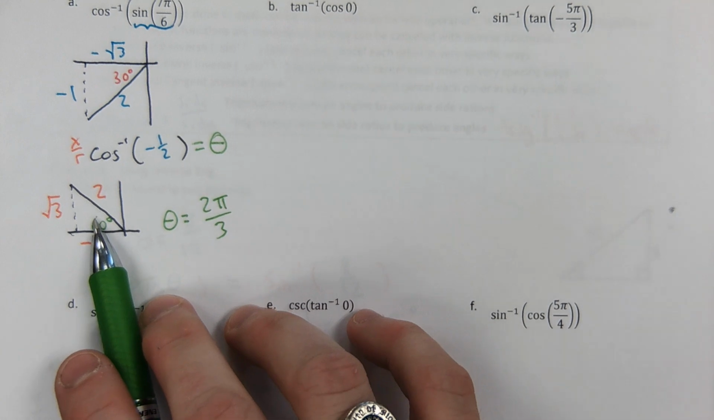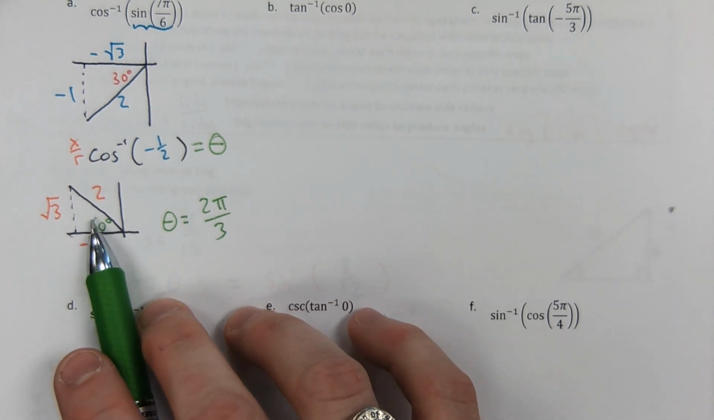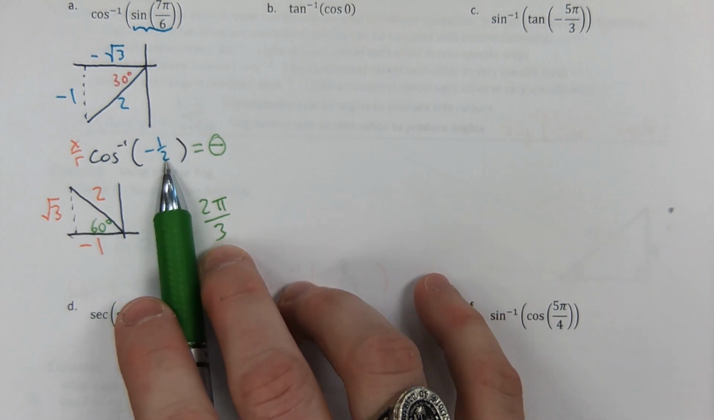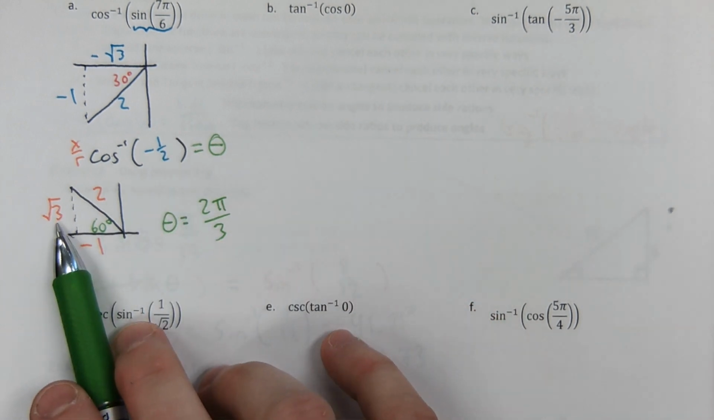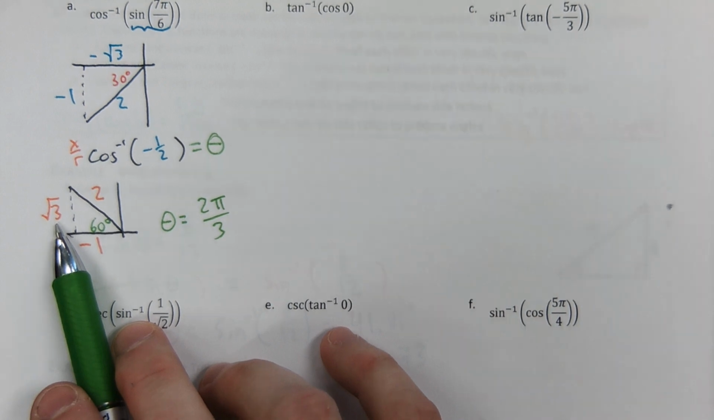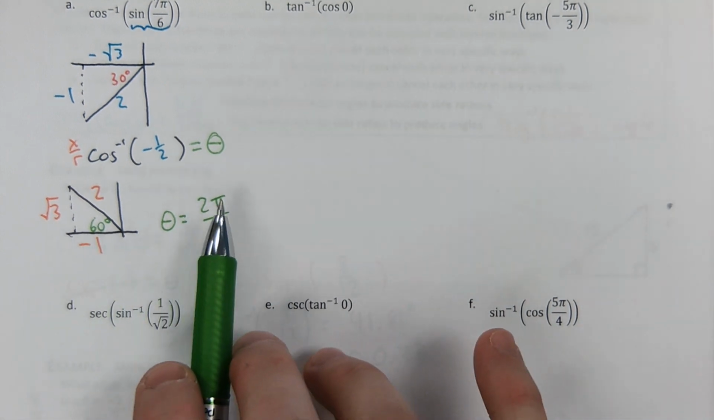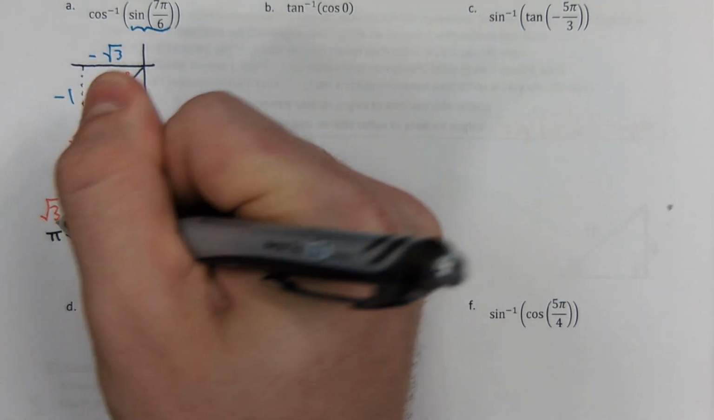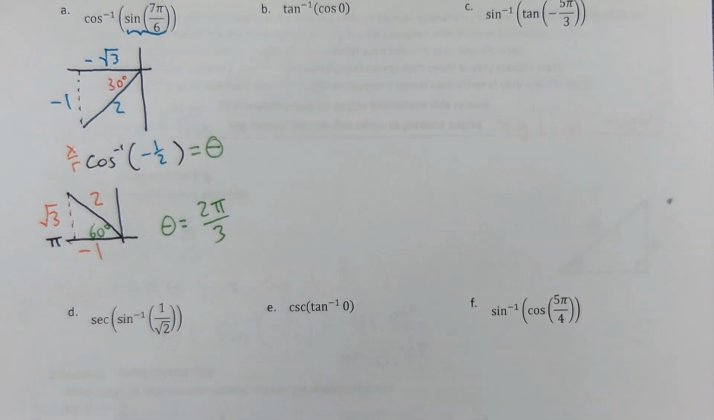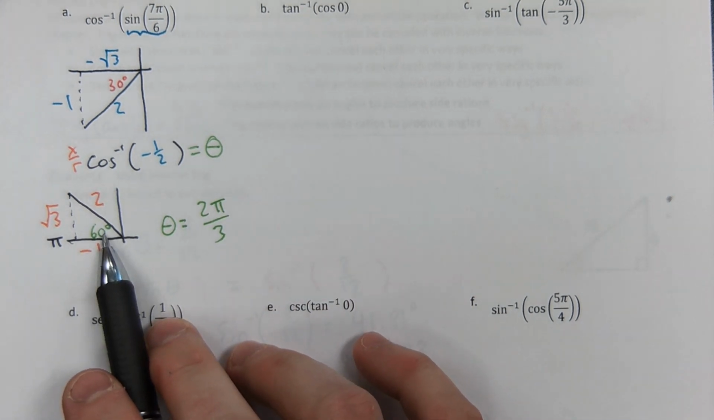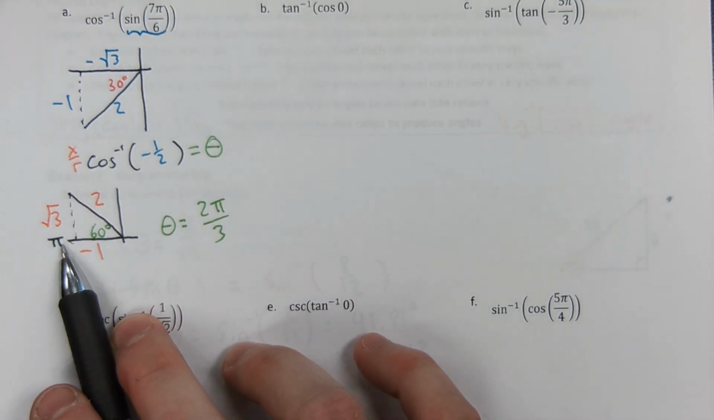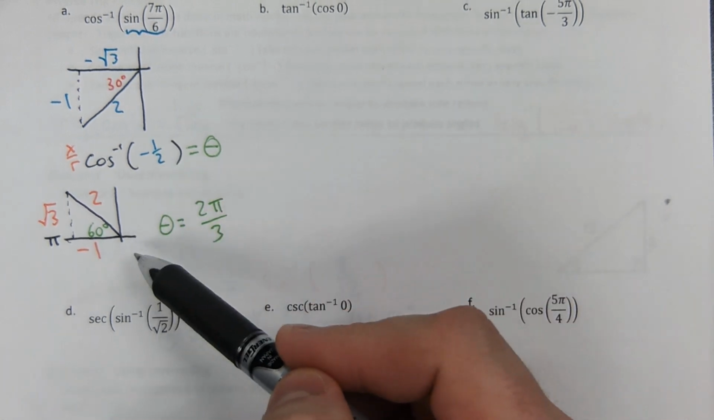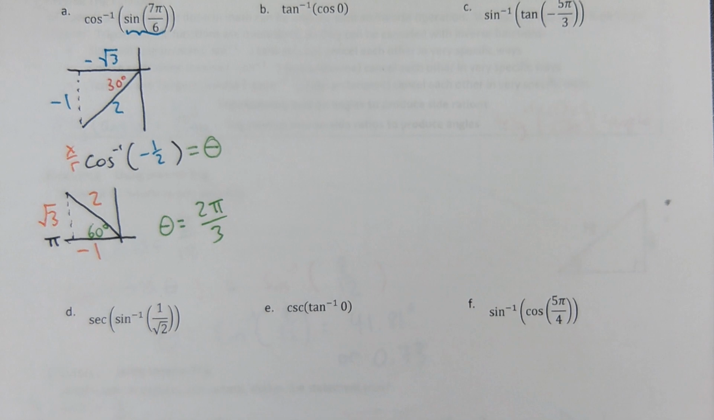This is a 30, 60, 90 right triangle. And since I know it's x over r, I know that x is -1 because r can't be negative. And there's always a 60 across from a root 3. Okay? Now, the reason why we know it's 2 pi over 3 is because this is pi, which represents 3 pi over 3. So I am a third of a pi before 1 pi. So 2 pi over 3. Because 1 pi over 3, 2 pi over 3, 3 pi over 3. Okay?